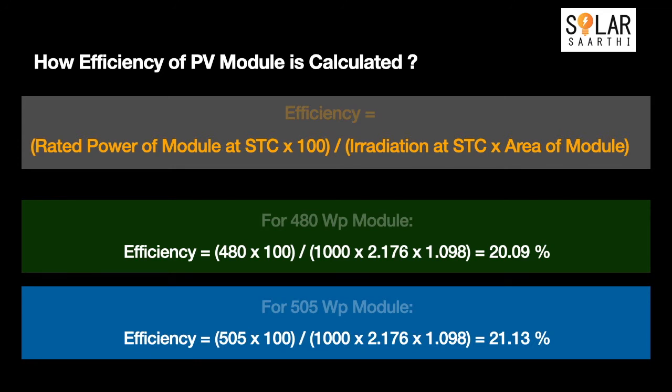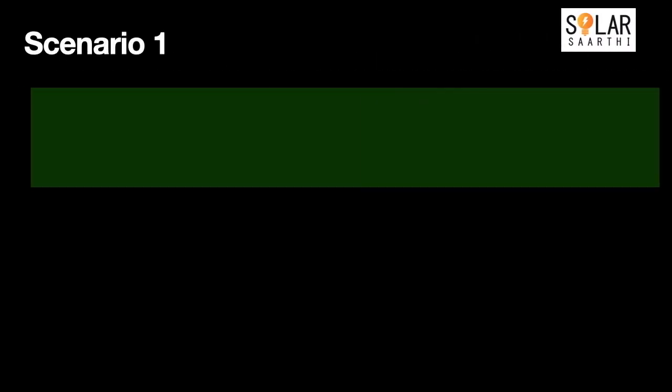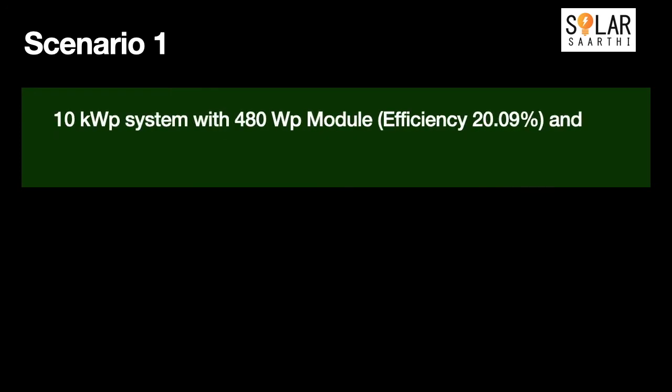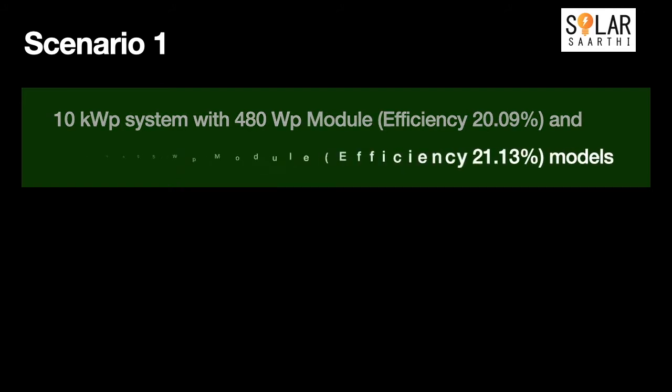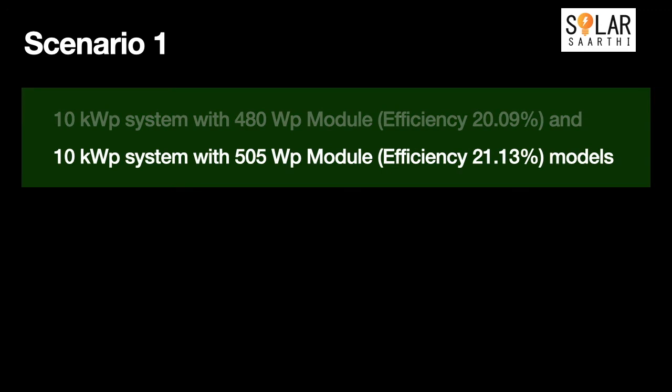Now we'll consider two scenarios. Scenario 1: we have two systems. One is a 10 kilowatt peak system with 480 watt peak modules, having the efficiency of 20.09% that we have just calculated. The second system again is a 10 kilowatt peak system with 505 watt peak modules, having the efficiency of 21.13%. Again, we have just calculated both of those efficiencies.